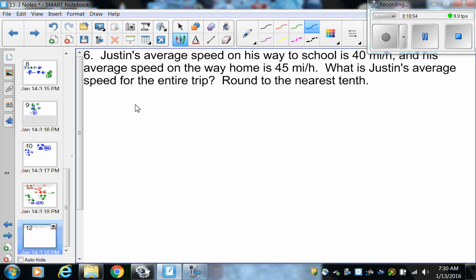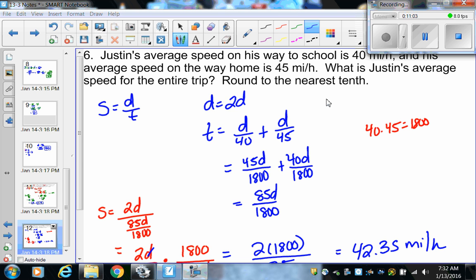Okay, example 6 is just like example 5, so I want you to pause it and give example 6 a try for yourself. Okay, for example 6, your final answer should come out to be 42.35 miles per hour. Now, what did we do to get there? So speed is still distance over time. He still made 2 trips of the same route.